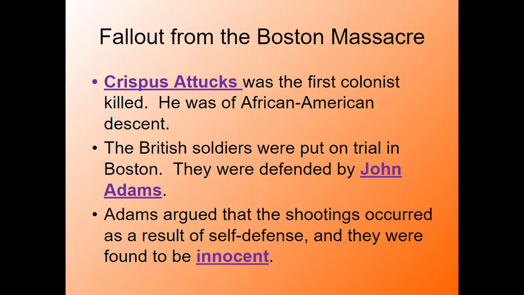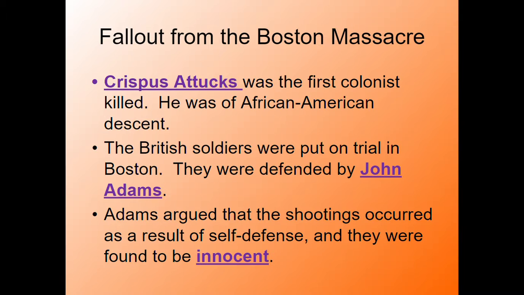Crispus Attucks. Remember that name, just because if I have another kid, I'm going to name him Crispus. I like that, Crispus. A lot of people name their kid Christopher. I'm going to name my kid Crispus. Crispus Attucks was the first colonist to be killed. He was of African-American descent.